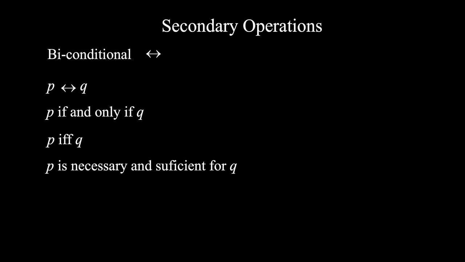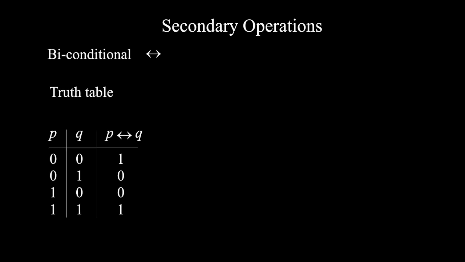Next is biconditional. We write like this. We say that P if and only if Q. We also say that P is necessary and sufficient for Q. P if and only if Q gives 1 only when the values of P and Q are the same. Otherwise, 0, as shown in the truth table below. So here, the value is 1 only if the values of P and Q are the same.